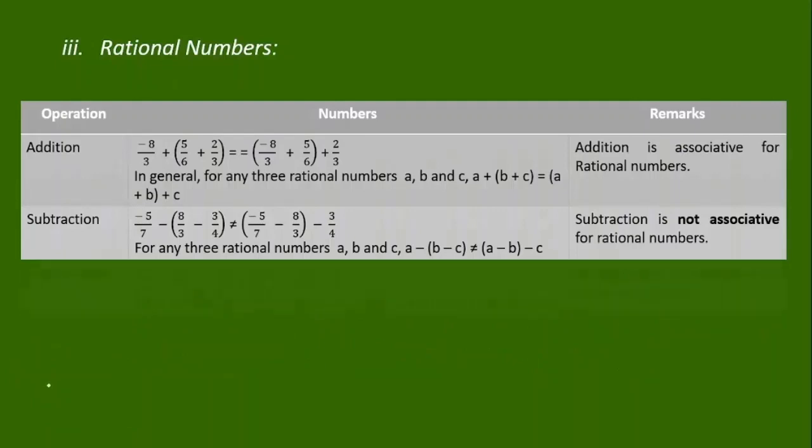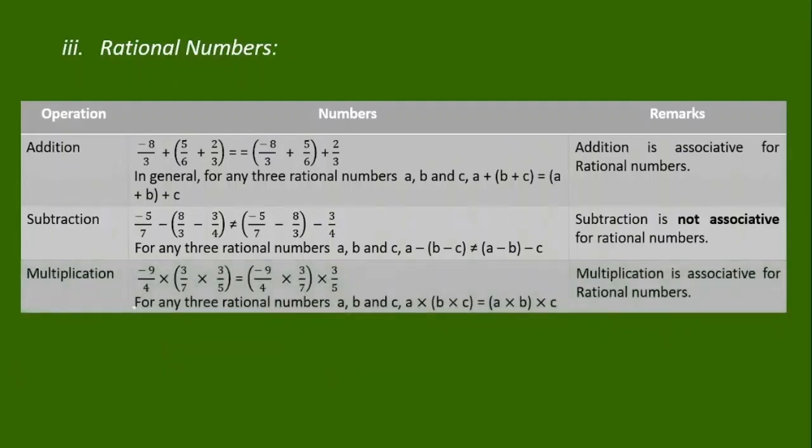Now we will see for multiplication operation. So for multiplication operation we are having three numbers, that is minus 9 upon 4, 3 upon 7 and 3 upon 5. So initially here we have minus 9 upon 4 into 3 upon 7 into 3 upon 5 is inside the parenthesis. So first time, so this will become equal to minus 81 upon 140. Okay. So this is my LHS side.